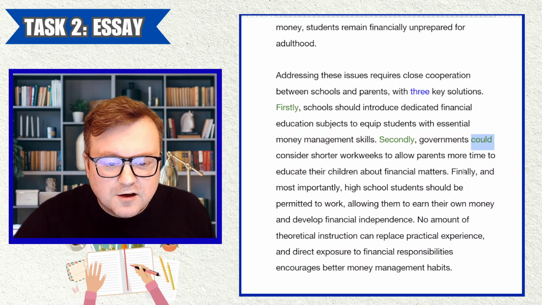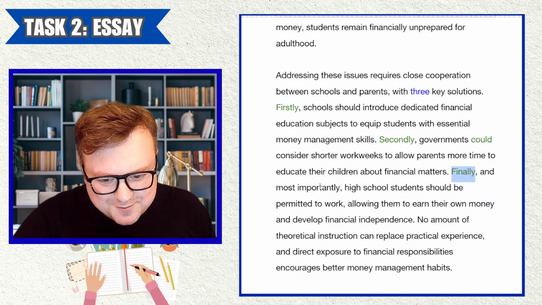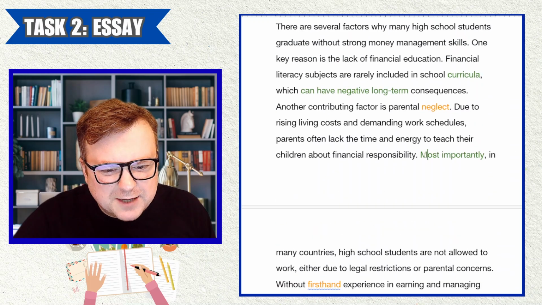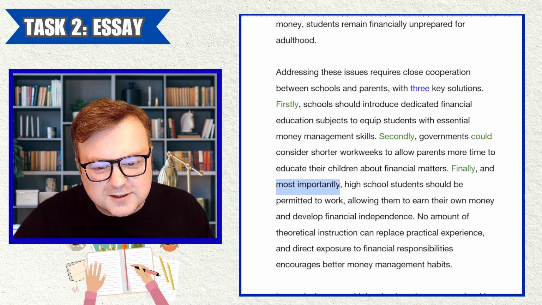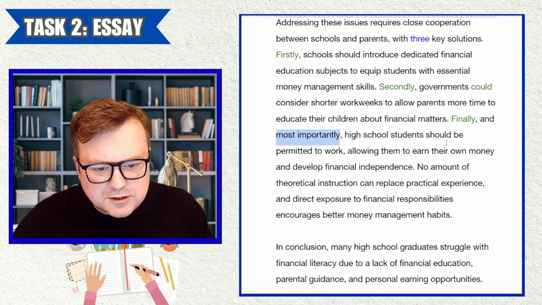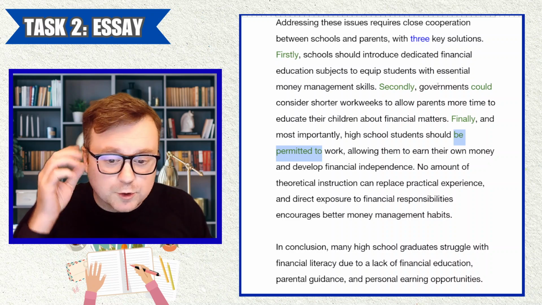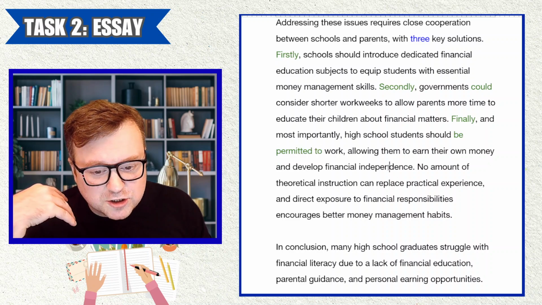Great. Finally, nice. Firstly, secondly, finally, and most importantly, we've had, I mean, it's not a big deal, right? We had most importantly here. Okay, it's fine. Most importantly twice. I'm not crying about that. High school students should be permitted, good use of passive, to be permitted to work. Should be permitted to work, allowing them to earn their own money and develop financial independence.